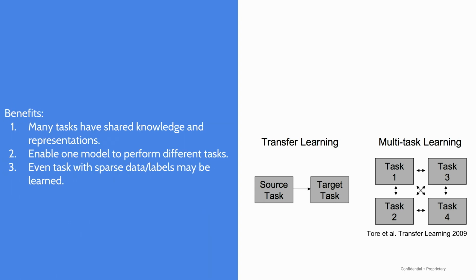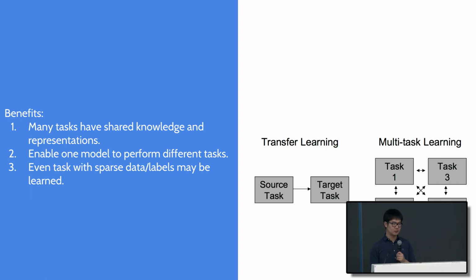In the sense of benefits, by doing multitask learning or transfer learning, by learning many tasks, we can learn a better shared representation of knowledge so that we can improve the performance. It also enables using one model to perform different tasks. This is mostly true for multitask learning, and also very practical for production systems, because the cost of maintaining many serving and training infrastructures for different models is sometimes unrealistic. Last but not least, even tasks with sparse data can be learned by transferring the knowledge from tasks with a larger number of labels. This is true for both multitask learning and transfer learning.